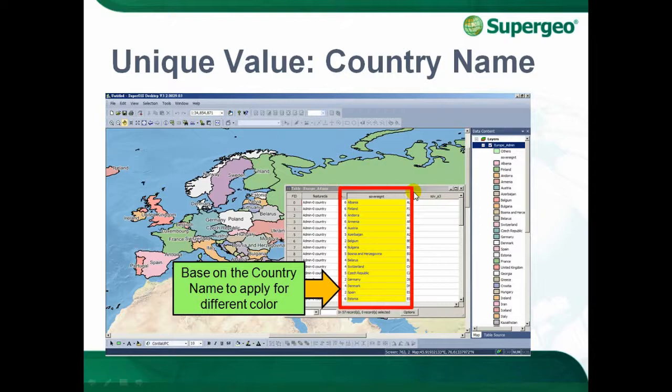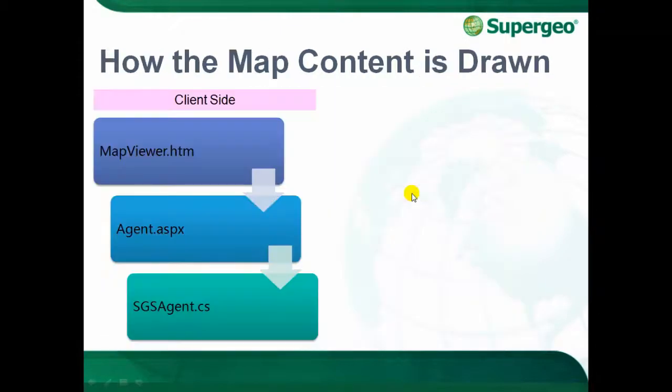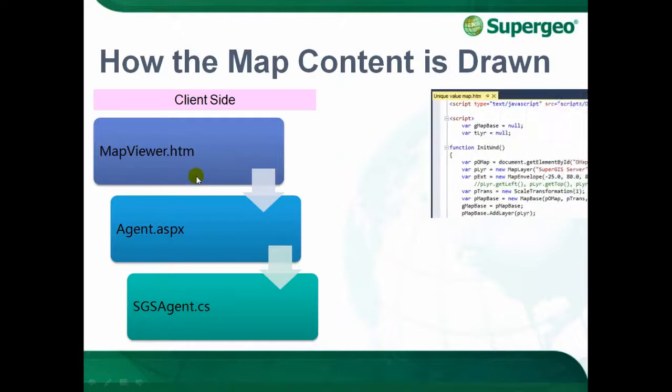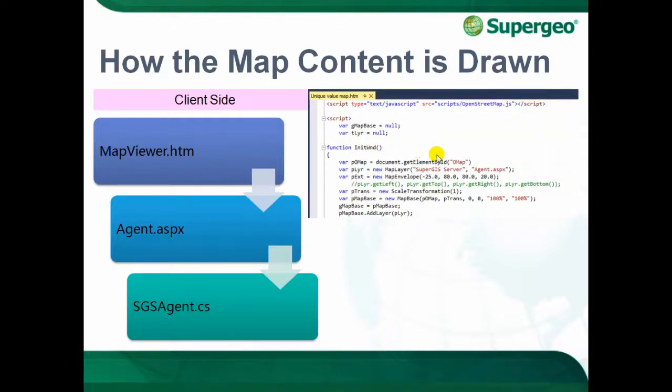So first of all, we need to choose the field to go by, and then go through the server part to modify and apply the unique value. I would like to introduce the concept first. In the client side, we already know that after we create a website with our SuperGIS Server Manager, an HTML file is created automatically. In this HTML file, it will call out agent.aspx as a layer, and then add this layer to display on the website.